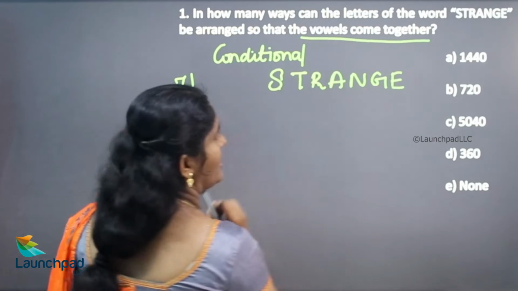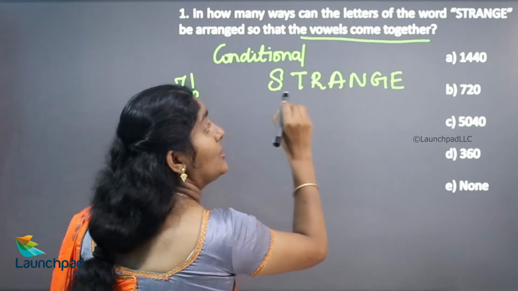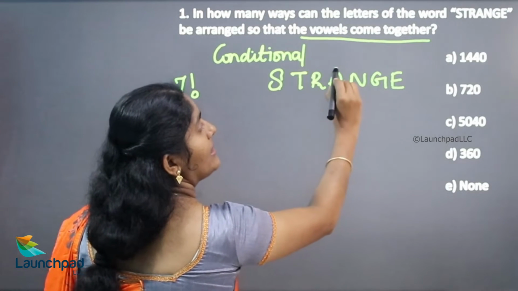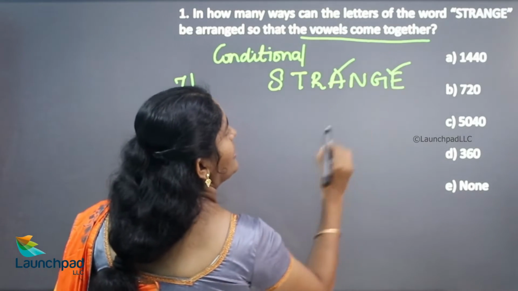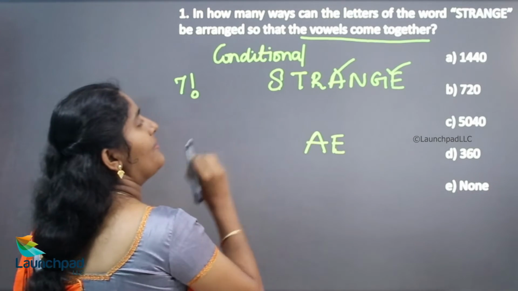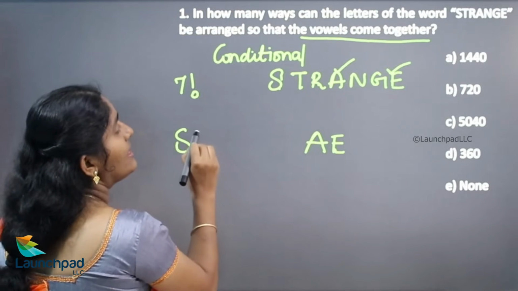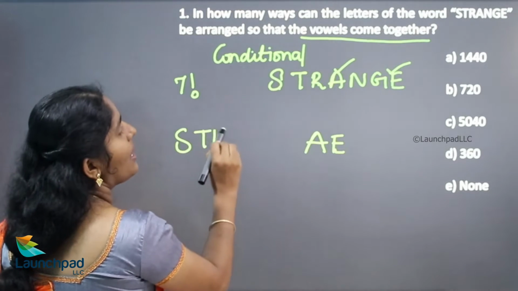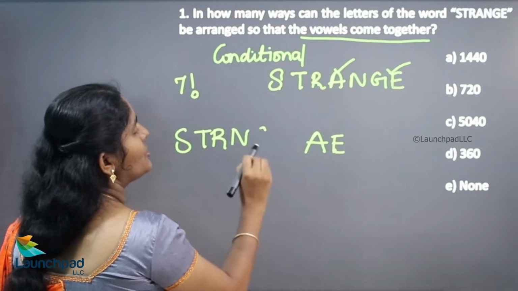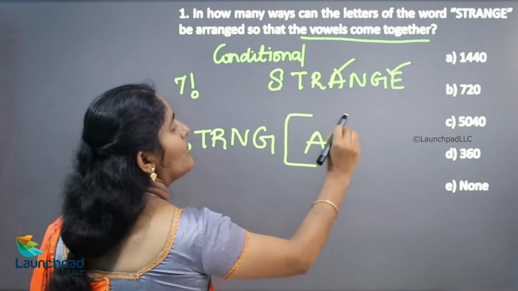What is your condition? Vowels come together. So first write down the vowels in the given word. How many vowels are there? A, E. That's all. Now, how many consonants are there? S, T, R, N, G. These are the consonants and these two are vowels.